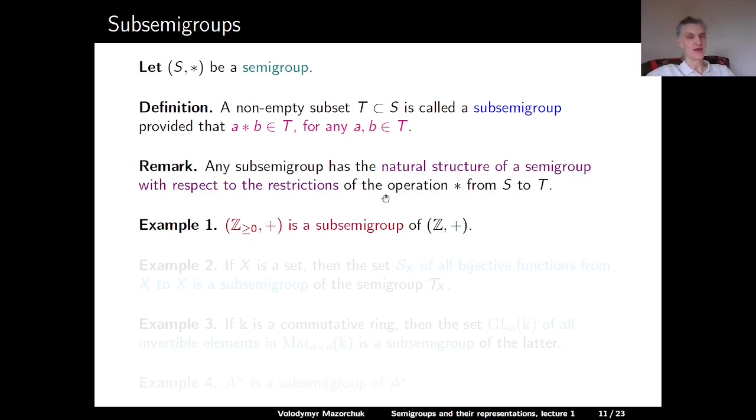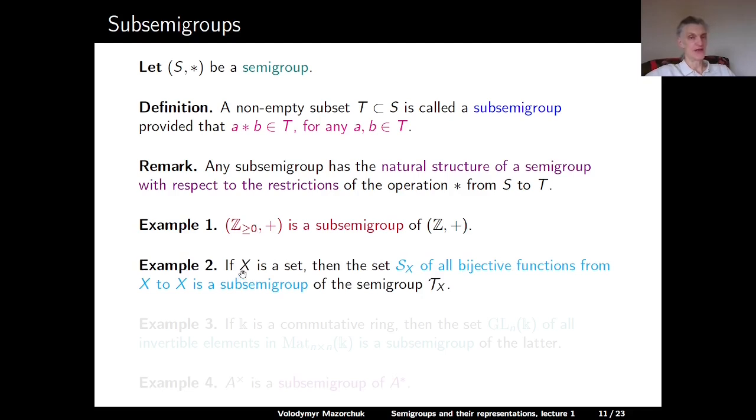For example, inside the additive semigroup of all integers, we have a subsemigroup of all non-negative integers. That's because adding two non-negative integers, we get a non-negative integer. Example 2, if X is a set, then inside the full transformation semigroup T_X on X, we have the subsemigroup of all bijective transformations from X to X. If we compose two bijective transformations of X, we get a bijective transformation. So the set of all bijective transformations, which is usually denoted by S_X, is a subsemigroup of T_X.